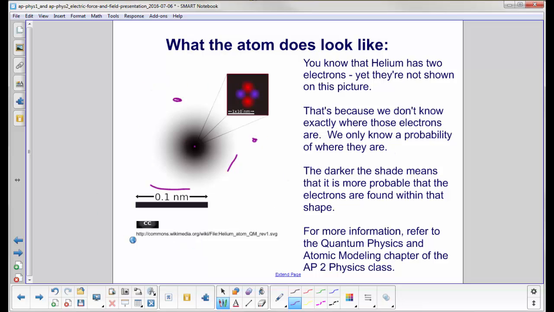And for more information on this, we're going to cover that in the Quantum Physics and Atomic Modeling chapter of the AP2 physics class. For now, we're just going to say those 2 electrons are somewhere around that nucleus.